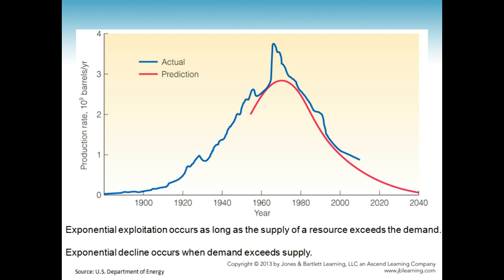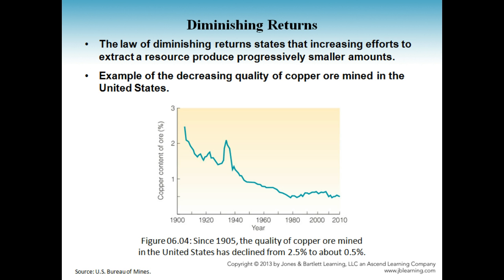Exponential exploitation occurs along this curve as long as the supply of our resource exceeds the demand. Exponential decline occurs when demand exceeds the supply, which is where we are now. Bubbles caused by either exponential exploitation or exponential depletion usually result in an increase in resource extraction through technology and further exploration.